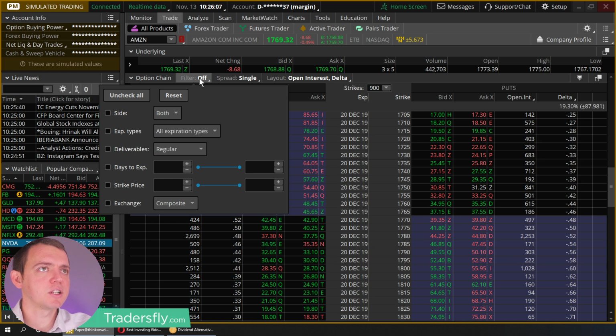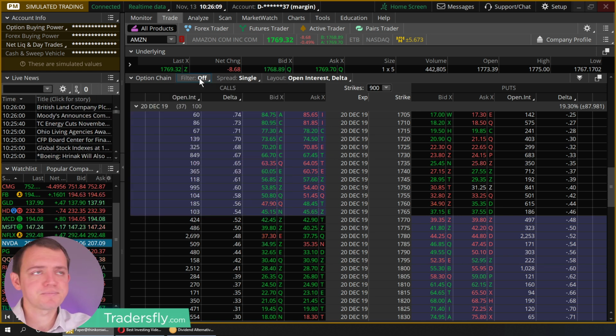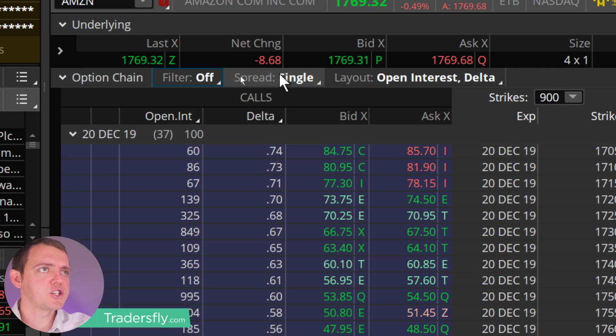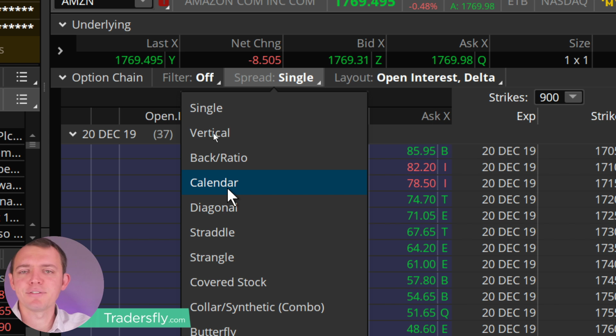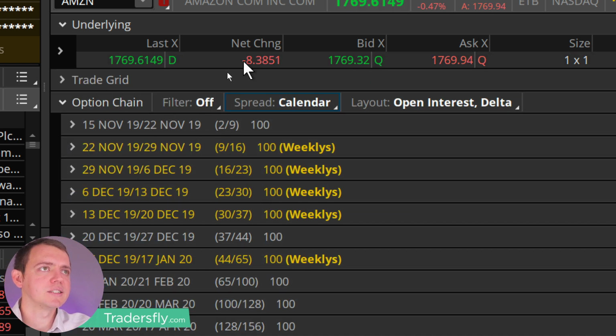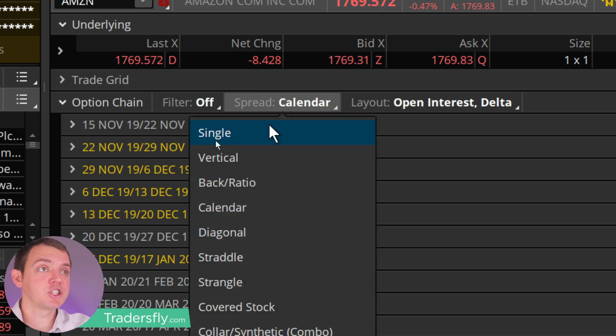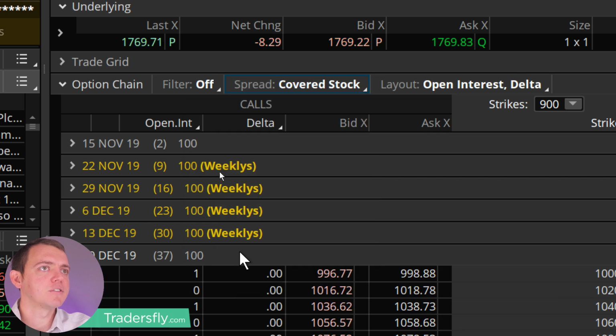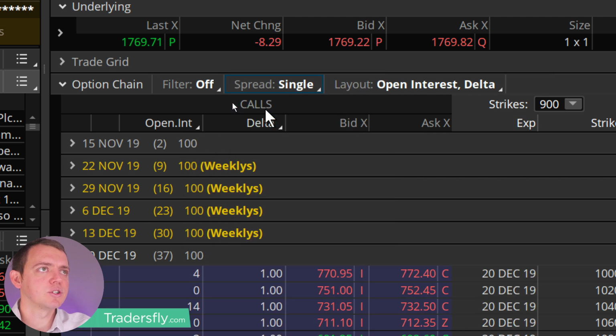If you want to filter some stuff, in this case, what you could do is create a filter, and there's some filters like days to expiration. You could also change it to spreads. If you're dealing with spreads, this becomes more complicated, like a calendar spread, and you can see the layout starts changing. You could see straddles and diagonals, covered stock. So there's a lot of different things you could do.